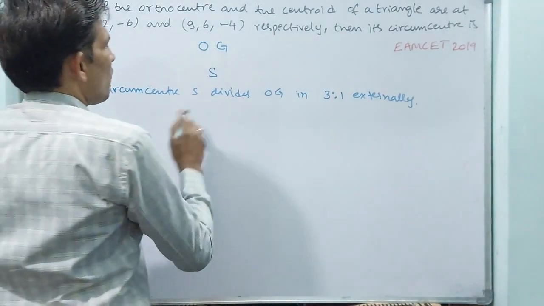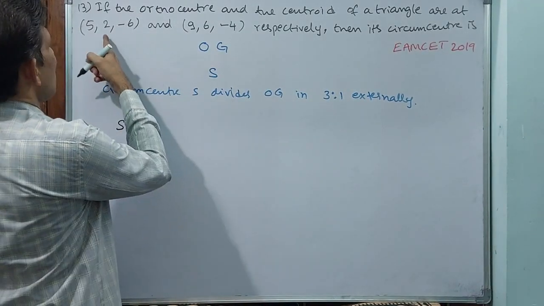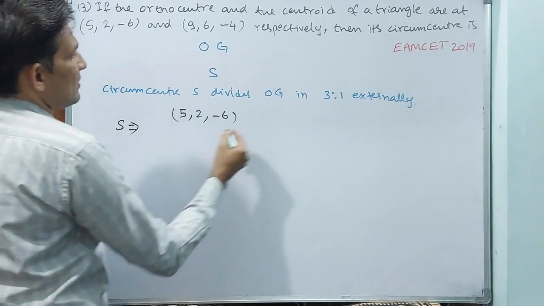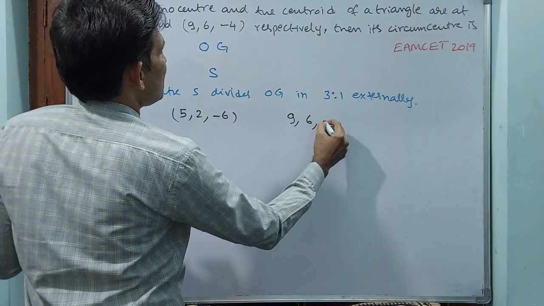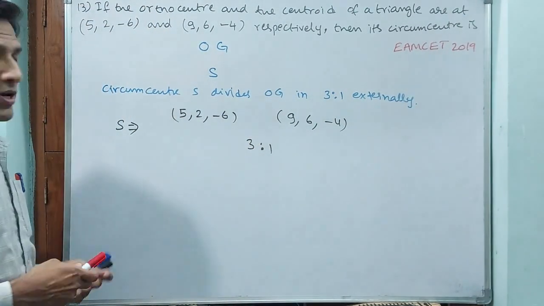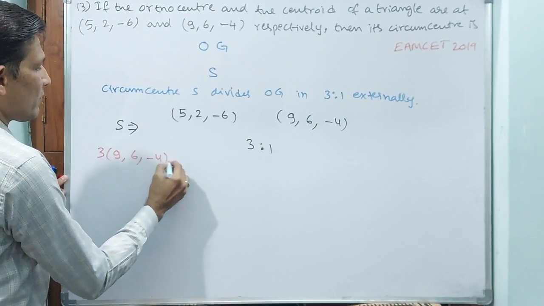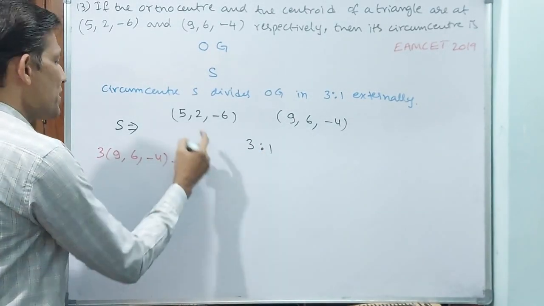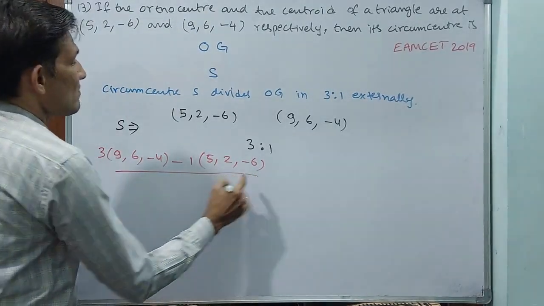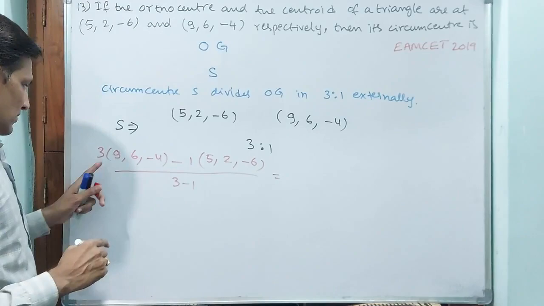Okay, let us write then. OG, 3:1. S is equal to, O is first, the orthocenter (5, 2, -6), and this side (9, 6, -4), in the ratio 3:1. But this 3:1 calculation you have to do externally. So 3 into (9, 6, -4), minus, because externally means minus, 1 into (5, 2, -6), divided by 3 minus 1. Understand? The denominator will come 2, but first do this.